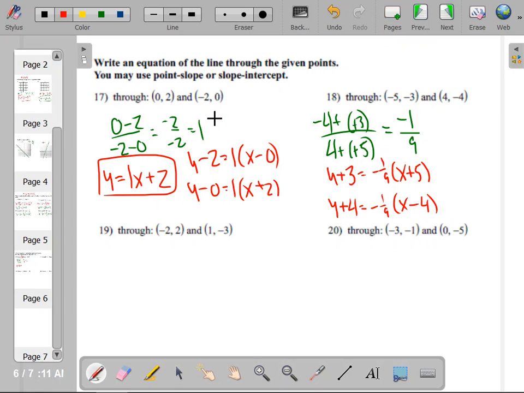You can start anywhere. In point slope, you can start wherever you want. So I could do this all day. I could find more points and keep writing equations.